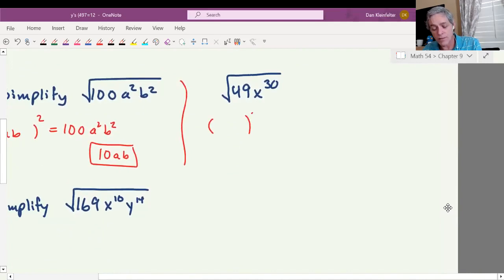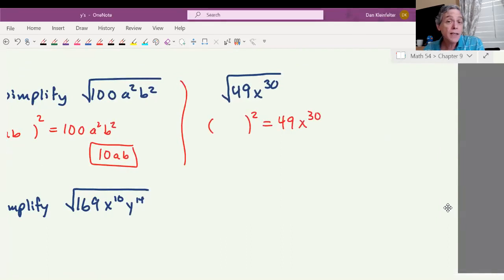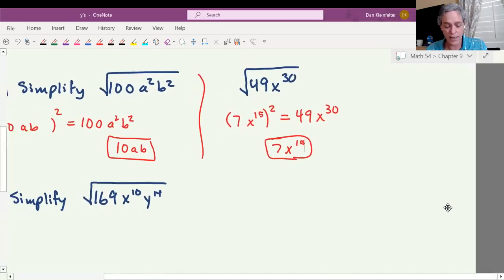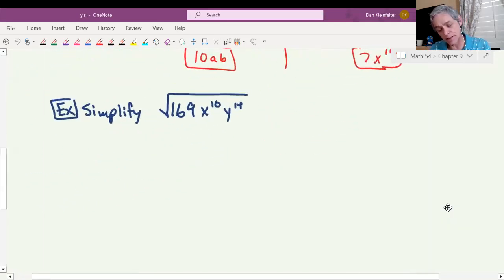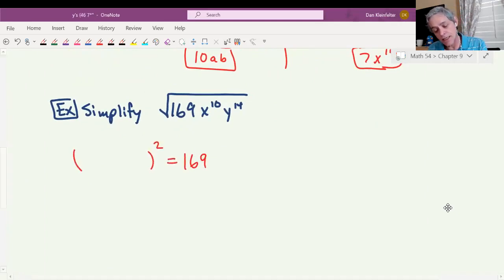Okay, 49x to the 30th power. Here again, we're looking for something that we can square and get 49x to the 30th. 7 is the principal square root of 49. And then for x to the 30th, we need something where the exponent is half as large, so that will be x to the 15th. So 7x to the 15th is our answer for the square root of 49x to the 30th.